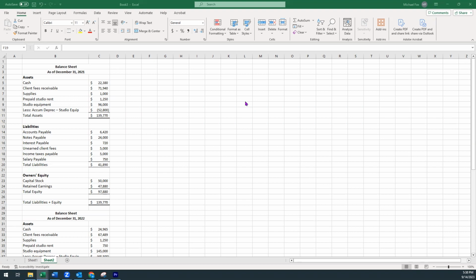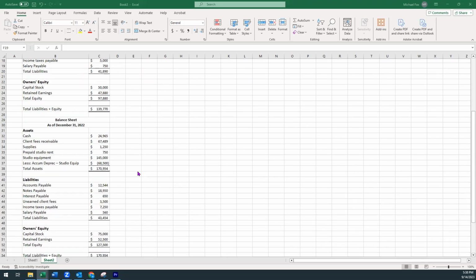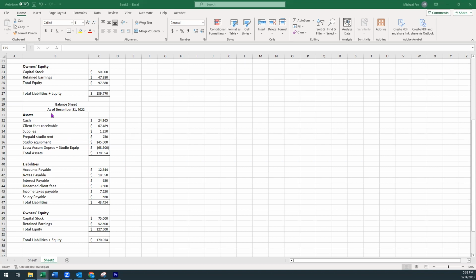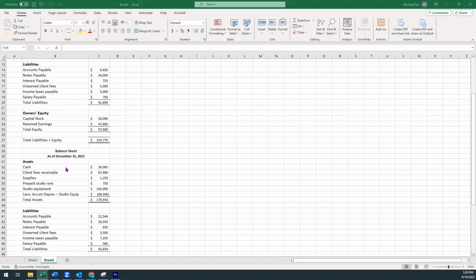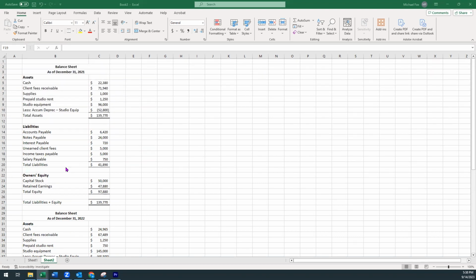So what you can see up here is I've got a balance sheet as of December 31st, 2021. So this gives me the balance of my permanent accounts, my assets, my liabilities, and my equity. And then the balance of those accounts again at the end of December 2022. And so all a horizontal analysis is a means by which we compare one year against another.